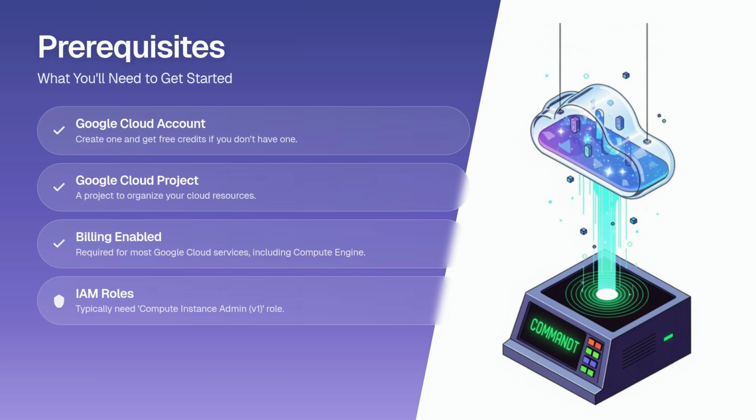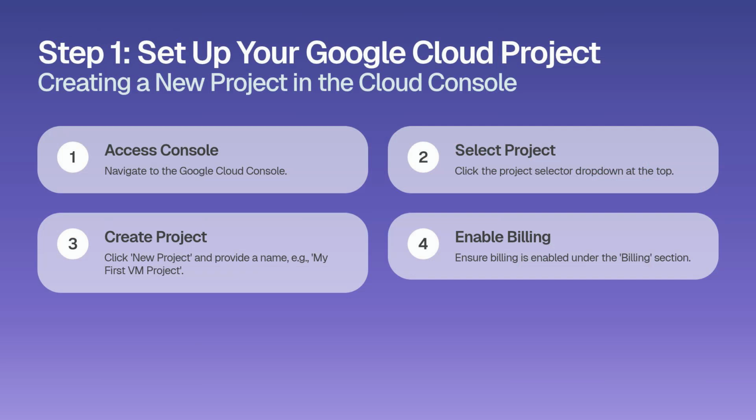Before we dive into creating your first VM, let's make sure you have the essentials. You'll need a Google Cloud account. If you don't have one, you can create it and often receive free credits to start. You also need a Google Cloud project, which acts as a container for all your cloud resources. For most services, including Compute Engine, billing must be enabled for your project. Finally, you'll need appropriate identity and access management roles, such as the Compute Instance Admin role, to create and manage VMs.